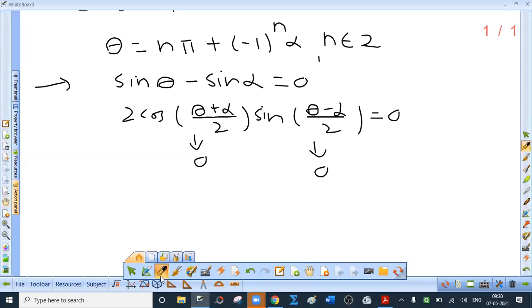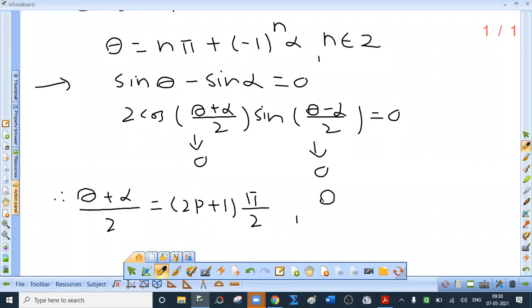From this I can say that cosine of (theta plus alpha) by 2, the cosine ratio of this angle is 0. So this has to be an odd integral multiple of pi by 2. Instead of n, I have used another integer p. Okay. Similarly, sine of this angle, sine of (theta minus alpha) by 2, is nothing but 0. So this has to be what? p pi, where p is an integer.